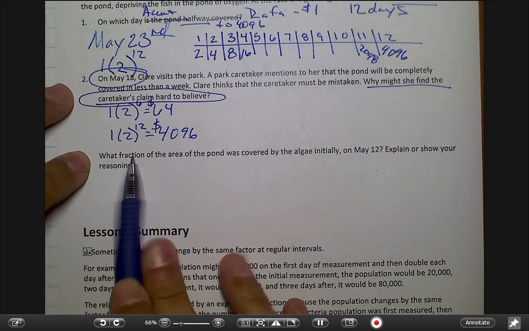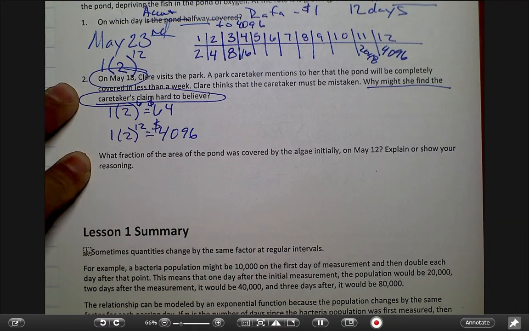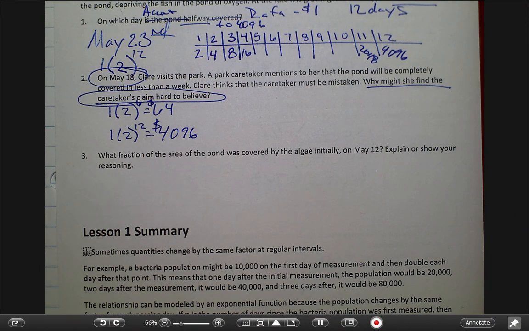All right. What fraction of the area of the pond was covered by initial on May 12th? Show your reasoning. So now a fraction. What are fractions? Something over something. But if I'm going to give Rafa a slice of a pizza, and then I didn't tell him that I'm slicing that pizza into 100 slices, now you're less happy, right?